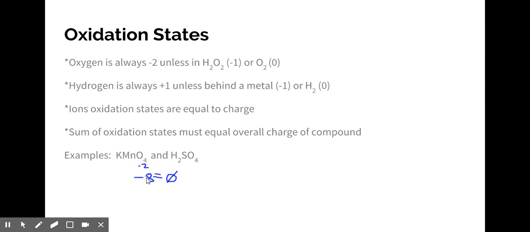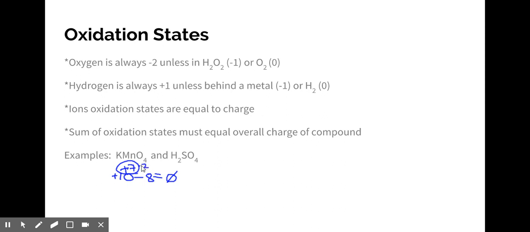So we already figured out oxygen overall is -8. Potassium right here is a group 1 element, and so those have a charge of +1. So now you ask yourselves, +1 plus something -8 has to equal 0. So what that is telling me is that manganese right here is a +7 oxidation state.